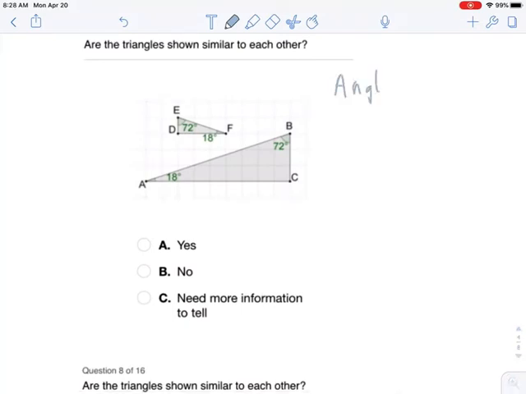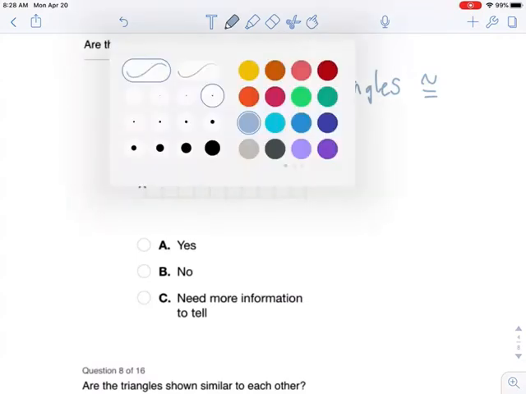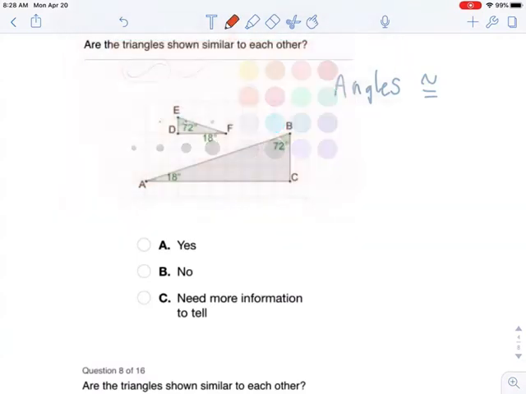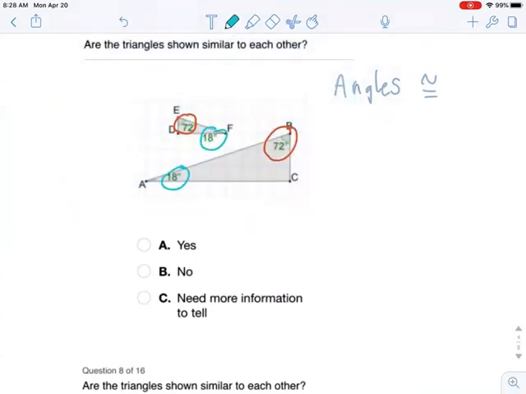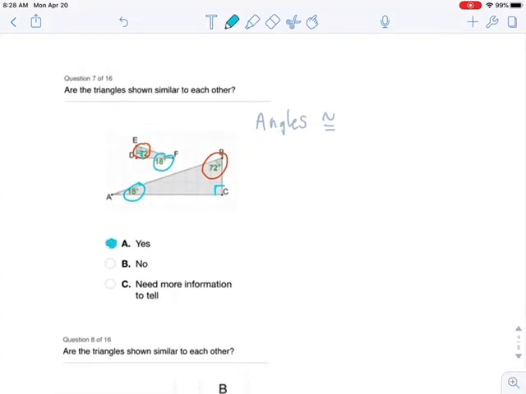Angles congruent. We're actually going to go in depth in the next coming videos on this stuff, but this is 72, this is 72, this is 18, this is 18. We actually have enough information now. We can say yes, they are similar. You just need 2 angles, but we know all 3 angles are congruent, so yes, the triangles are similar. All angles are congruent.